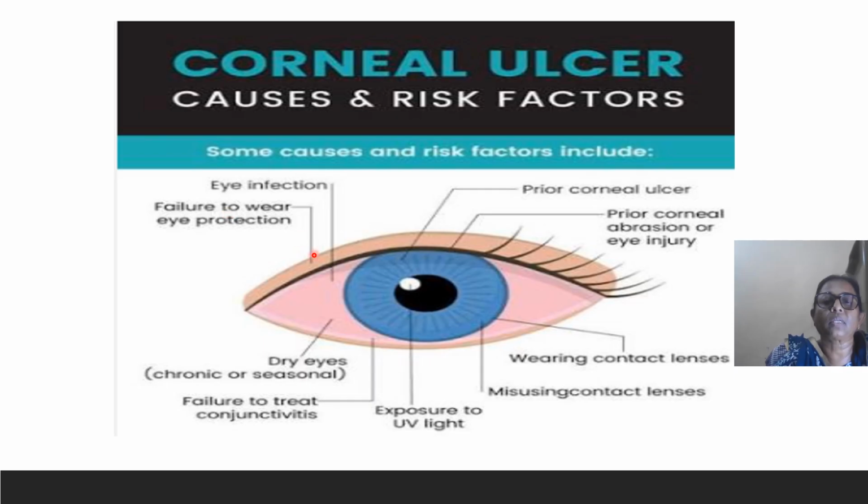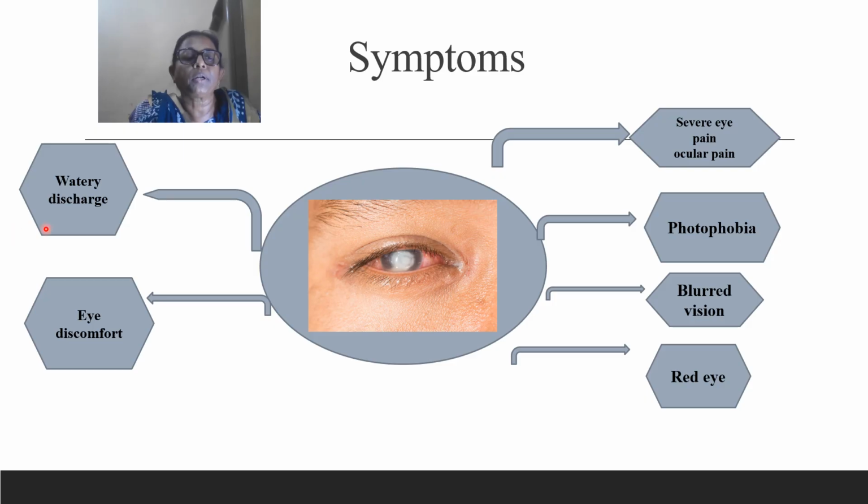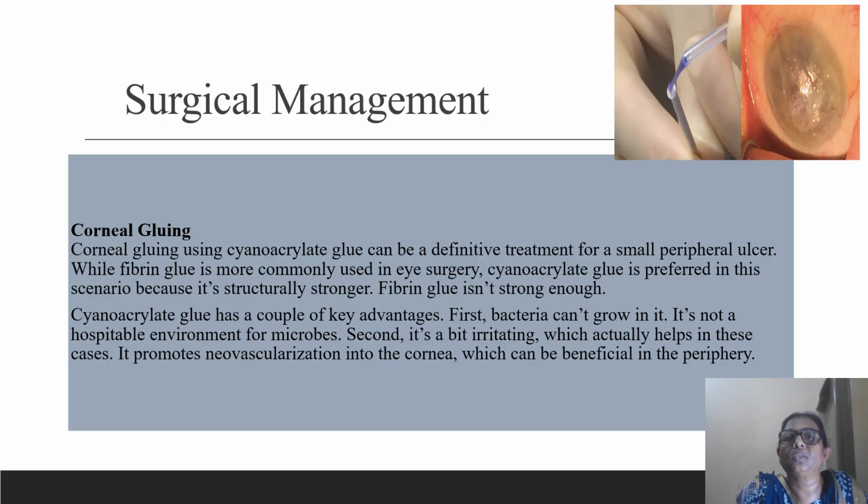So these are the risk factors: eye infection, failure to wear eye protection, dry eyes, failure to treat conjunctivitis, exposure to UV light, wearing or misusing contact lenses, prior corneal abrasion or eye injury, and prior corneal ulcer. Symptoms are watery discharge, eye discomfort, severe eye pain or ocular pain, photophobia, blurred vision, and red eyes.